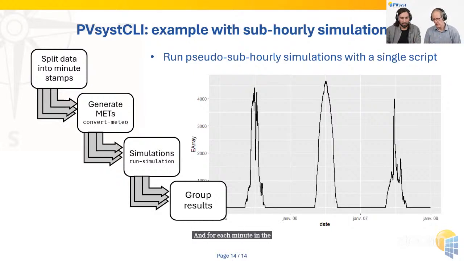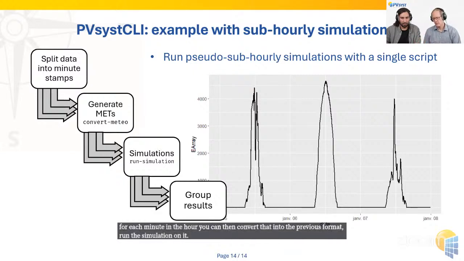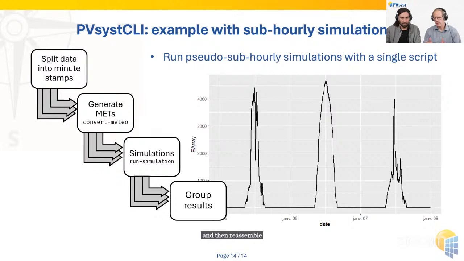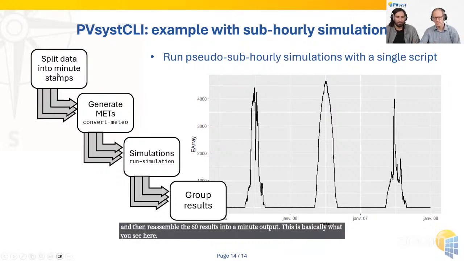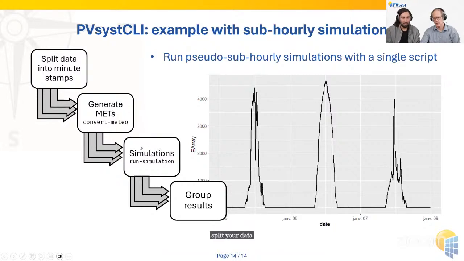You can then convert that into the PVsyst format, run the simulation on it, and then reassemble the 60 results into a minute output. This is basically what you see here. You split your data, you generate the weather files, you run the 60 simulations, and you group results, and the result is shown here. You have really a 1 minute resolution for your simulation.